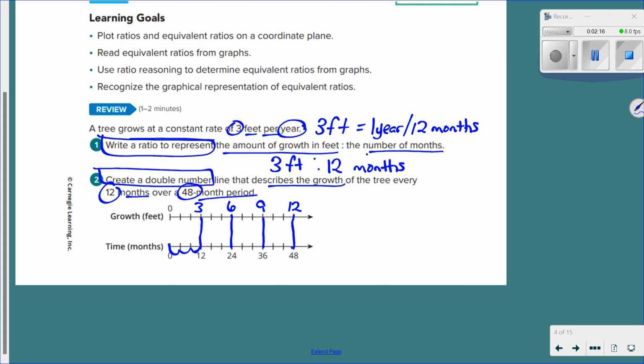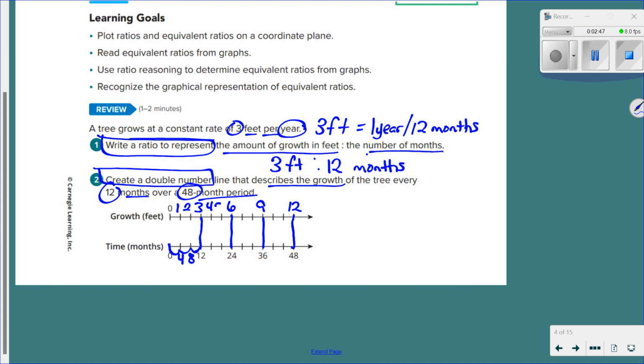So what would I put on the first one after 0? If I'm doing 3 somethings to get to 12, 3 whats make 12? 4. 3 4s make 12, so this would be 4, and this would be 8. Does that make sense? Yes. And 3 whats make 3? 3 1s. So 1, 2, 3. So what am I counting by on my top number line? And what am I counting by on my bottom number line? 4s. So 1s and 4s.